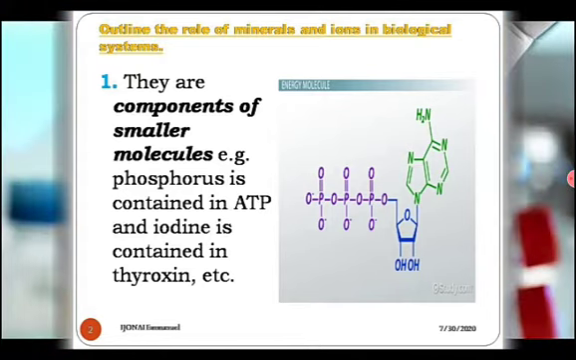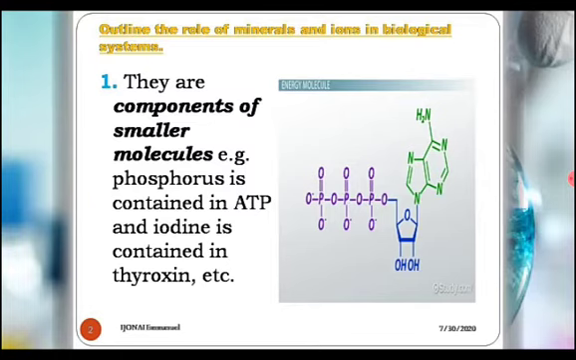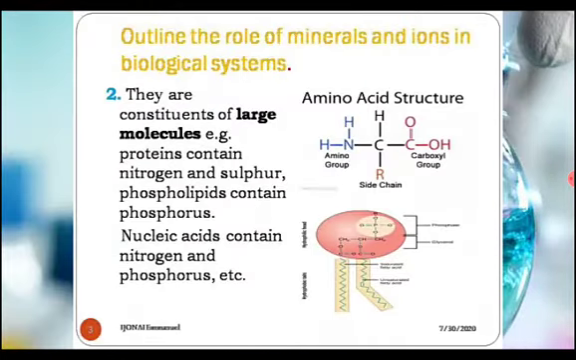For example, phosphorus is contained in ATP, adenosine triphosphate. As you can see there in the structure of ATP, there are 3 phosphorus molecules that make up ATP. And then you have another ion called iodine, which is contained in thyroxine hormone. And of course, you know this hormone is produced by the thyroid glands. So some of the small molecules in the body, like we have seen ATP, thyroxine hormone, and many others, contain these minerals and ions.